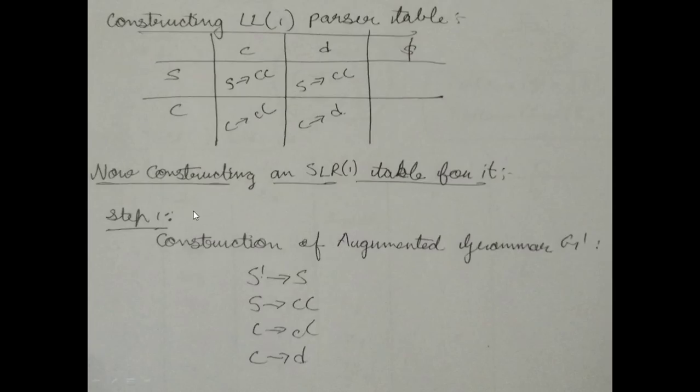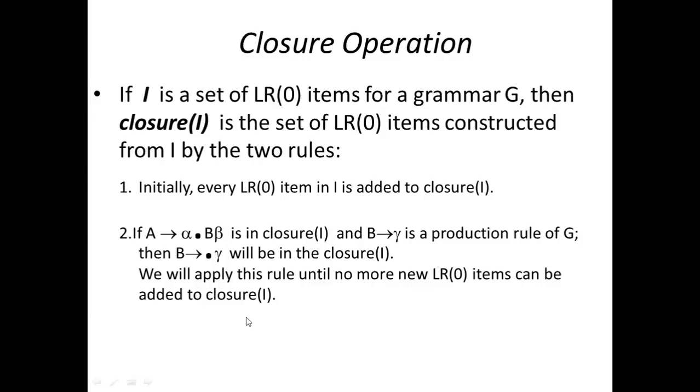Step one is we need to construct the augmented grammar. For constructing the augmented grammar, we assume a production S dash gives S, and all the productions of S written separately. Thus, our grammar will be capital S dash gives capital S, S gives CC, C gives cC, and capital C gives small d.